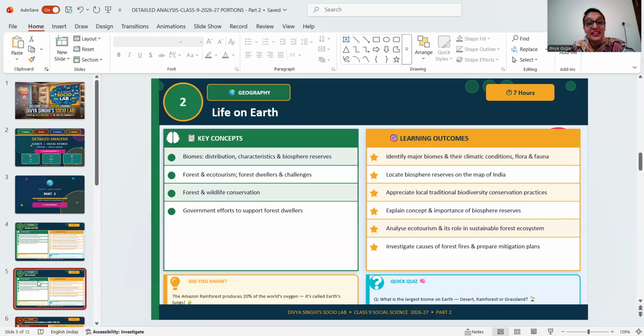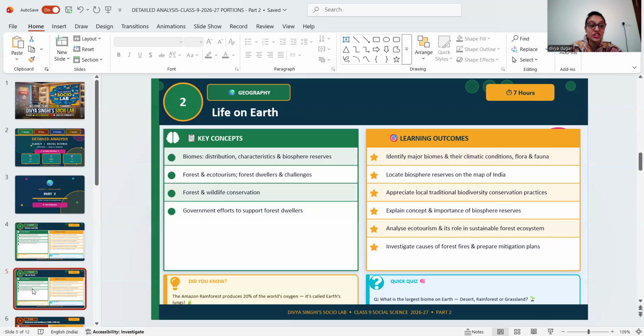Now the next chapter added is Life on Earth. So what are we going to study in this chapter? Children, we are going to study our biosphere reserve. You will find some glimpses of this chapter in the older books also, right? So we are going to understand our biosphere reserve, our forests, what challenges our forest and our forest dwellers face, and our forest and wildlife. It's very important to conserve our wildlife. So how we are conserving our wildlife is discussed in this chapter, and what government efforts have been made to support our forest dwellers. So all these topics we are going to discuss in Life on Earth.